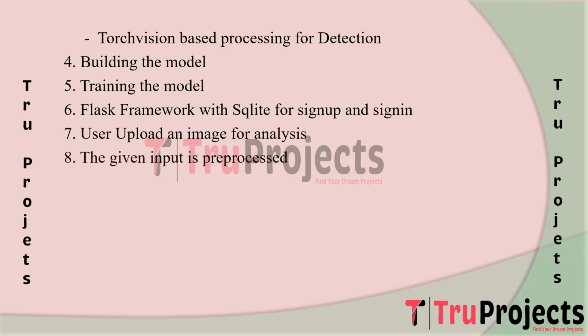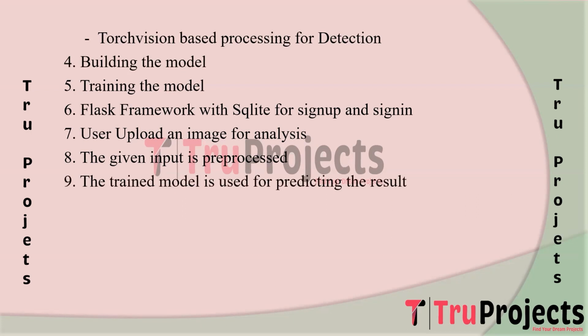The given input is pre-processed. The uploaded image undergoes pre-processing steps before being fed into the trained model. Pre-processing involves resizing, normalization, or any other required transformations to ensure the input matches the format expected by the model.